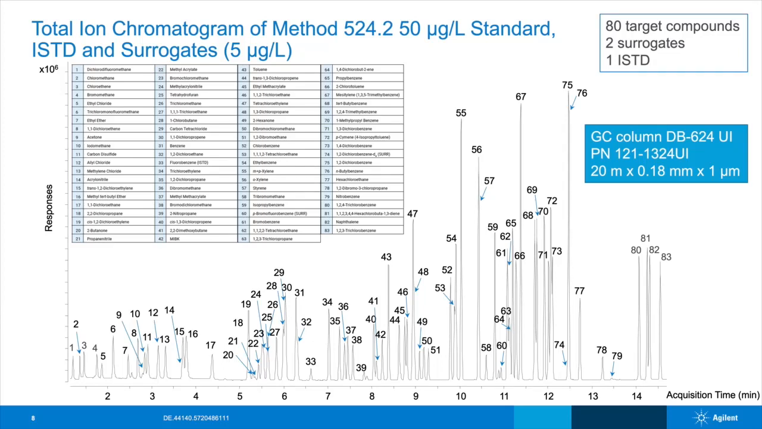So here's our 50 microgram per liter standard, and as we can see, we've got our 80 peaks here, and the resolution is quite good with the narrow bore 20 meter 0.18 millimeter 1 micron DB624 UI column. So this is where we start the method building.